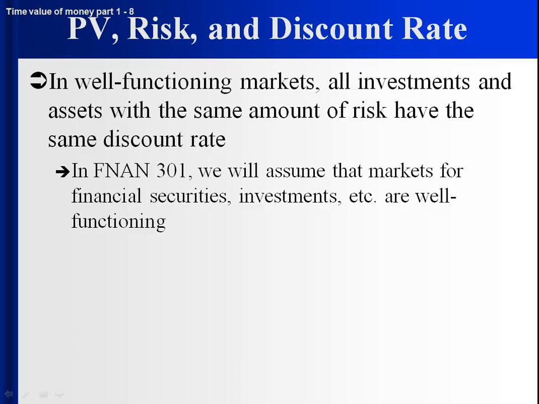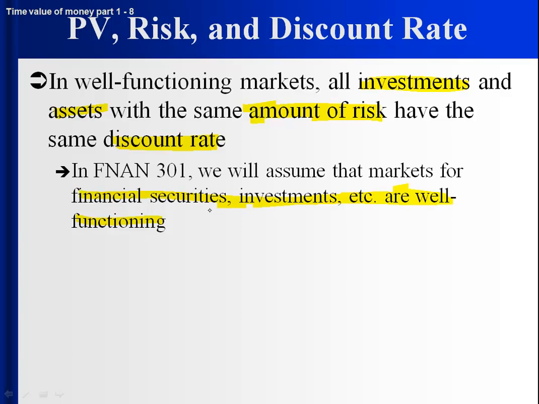So in well-functioning markets, and specifically when we make the assumption that we've made of the flat yield curve, all investments, all assets with the same amount of risk have the same discount rate. Otherwise, we would have a disequilibrium. In order to have an equilibrium, we need to have all assets, all investments with the same risk have the same discount rate. And so we're going to assume in this class that financial securities investments are well functioning.